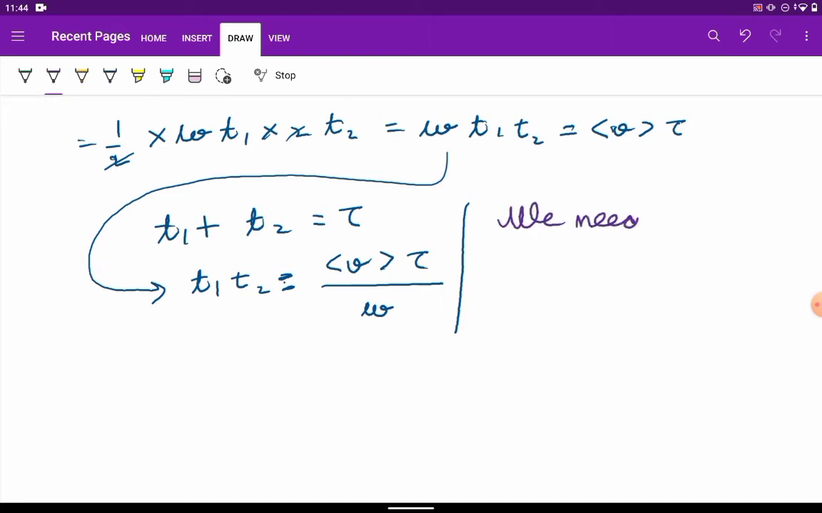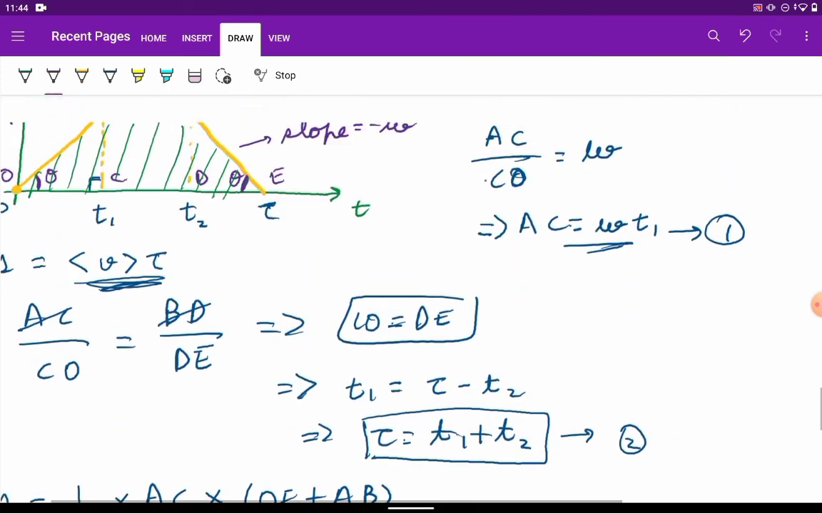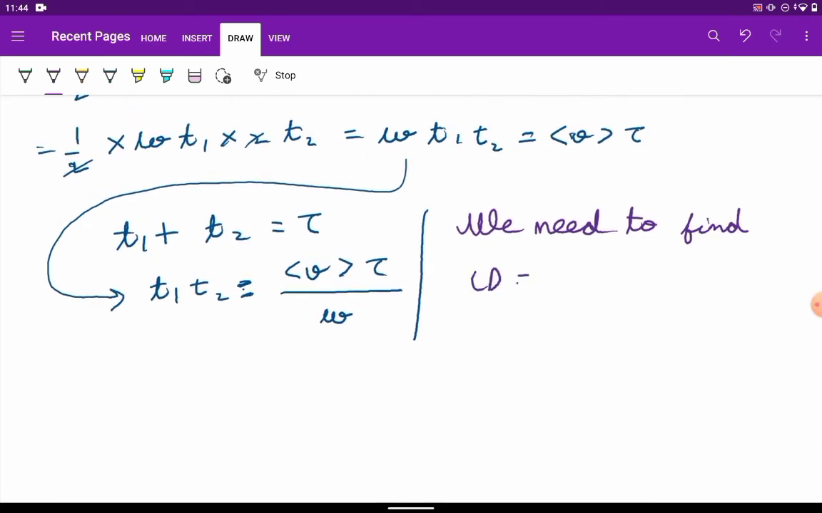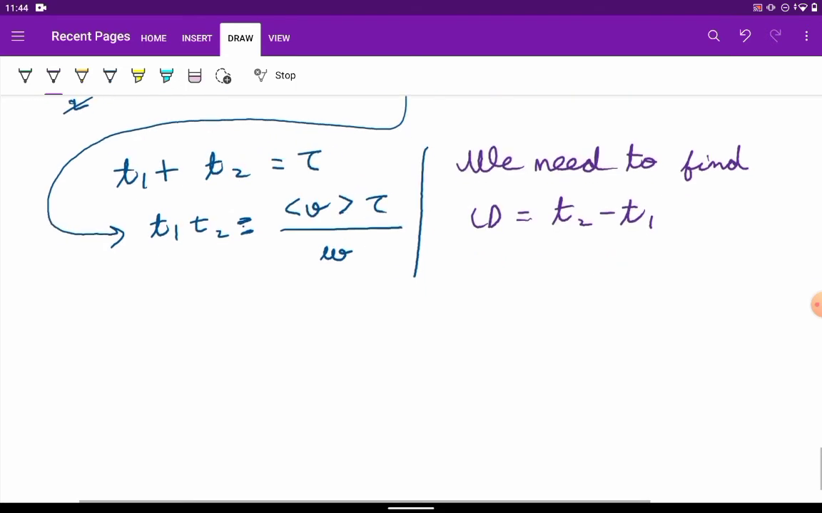Okay, so we need to find the time for which velocity is uniform, which on the graph is basically CD, which is T2 minus T1. This is what we need to find out. So we know what is T1 plus T2, we know what is T1 T2. So how to find T2 minus T1 is very simple. Okay, let's say this is A and let's say this is B. Just for reference purpose, so we'll square A.